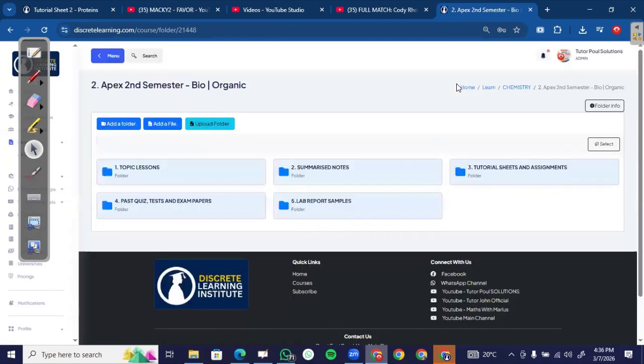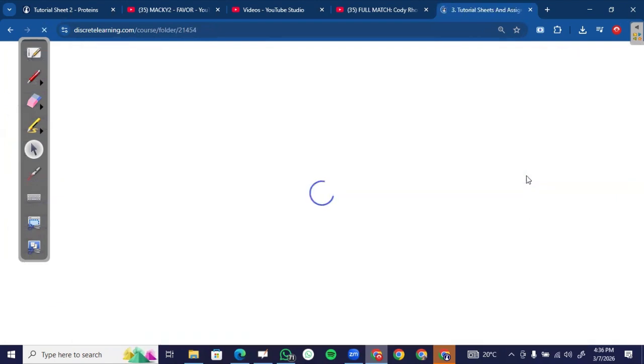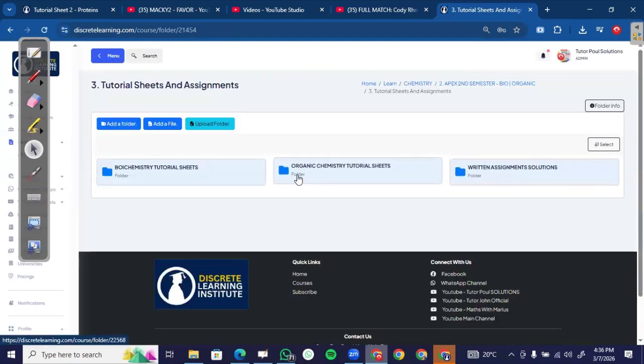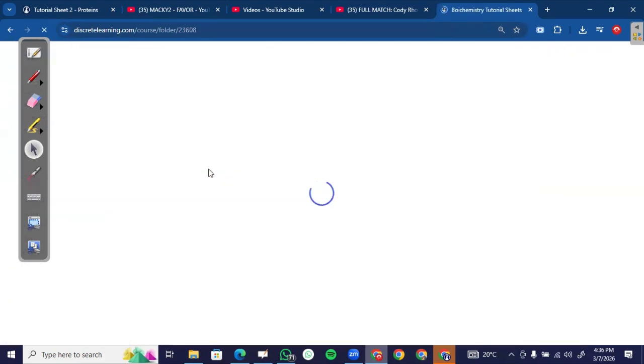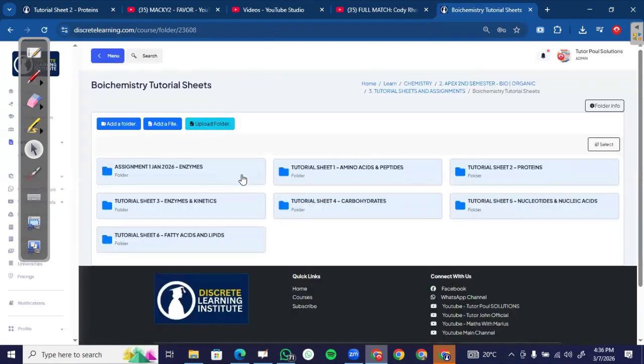If I go back to the tutorial sheet folder here and open the tutorial sheets and assignments, you see that I'm going to have a biochemistry tutorial sheet here, and an organic chemistry tutorial sheet. It depends on which one you start with. If you started with biochemistry, just go here. If you started organic chemistry, just go there. If I go in biochemistry tutorial sheets here, you're going to see that all the tutorial sheets are there: tutorial sheet 1, proteins, enzymes and kinetics, carbohydrates, nucleotides, fatty acids, all these are there.